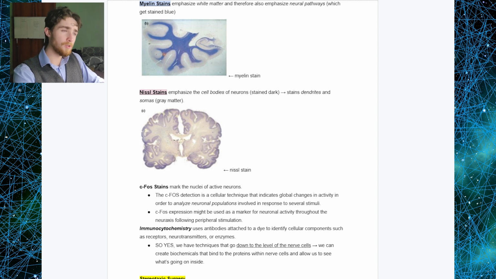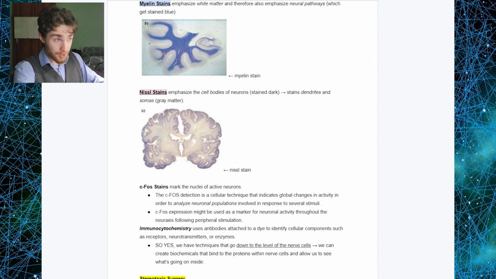Ch.4 expression might be used as a marker for neural activity throughout the neuraxis following peripheral stimulation. Now, those are a lot of words. Don't worry, all you really need to remember is that Ch.4 stains mark the nuclei of active neurons. Nissl stains emphasize the cell bodies of neurons. They stain dendrites and somas, or gray matter. Myelin stains emphasize white matter, and therefore also emphasize neural pathways. Myelin stains stain the pathways blue.